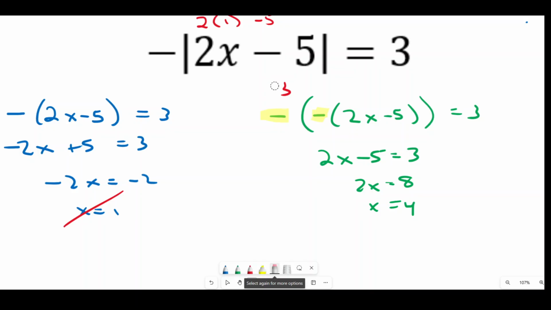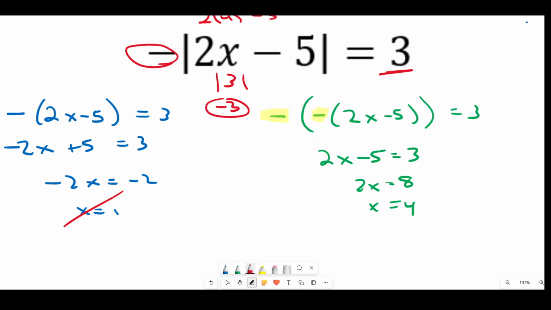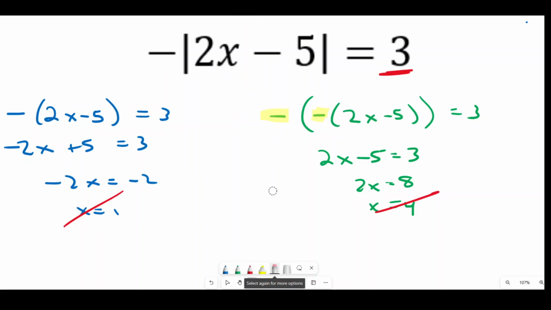And if I test the 4, it also isn't going to work. So inside that absolute value, I would have 2 times 4 minus 5. So 2 times 4 minus 5 is 3. So I have the absolute value of 3, which is 3. Now there's a negative in front, so it's actually negative 3 on the left, but the right is supposed to be 3. So that doesn't work. And so there's actually no solution to this problem.